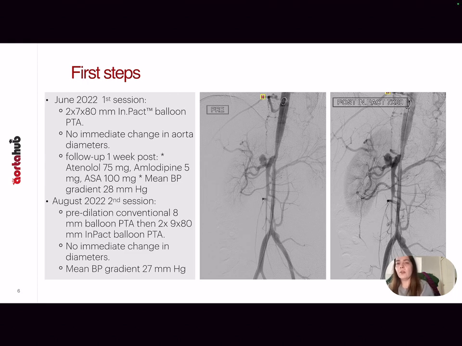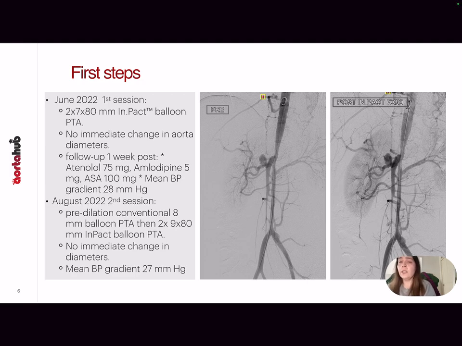A couple of months later, we performed a second session. In this case, we decided to do pre-dilation with conventional balloons of 8 millimeters, followed by two 9 by 80 millimeter IMPACT balloons for angioplasty.